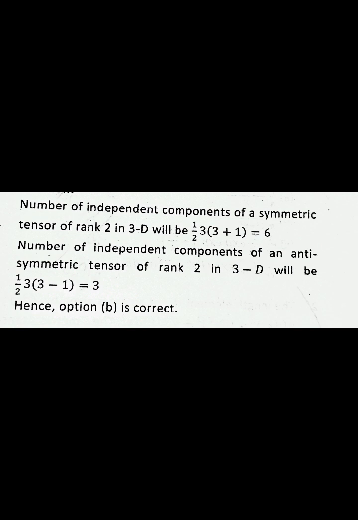So here it is the 3 dimension, that is 1 by 2 into 3 into 3 plus 1, that is equal to 6. Then for an anti-symmetric tensor of rank 2 in 3 dimensions, the number of independent components can be written in the form of 1 by 2 n into n minus 1. Here n means the dimension. Here n is equal to 3. That is 1 by 2 into 3 into 3 minus 1. This is equal to 3. That means for a symmetric tensor, the number of components is 6, and for an anti-symmetric, it is 3. So the answer is option B.